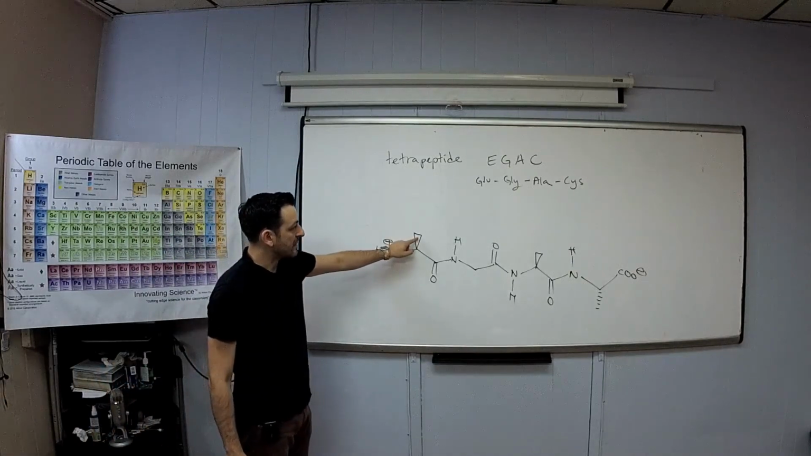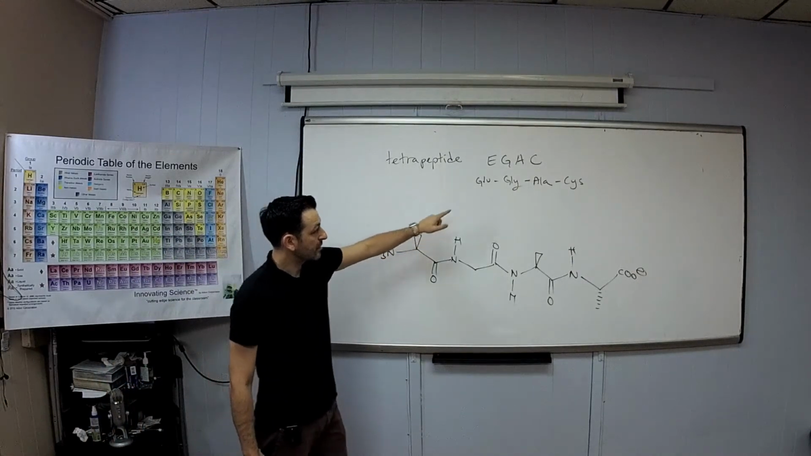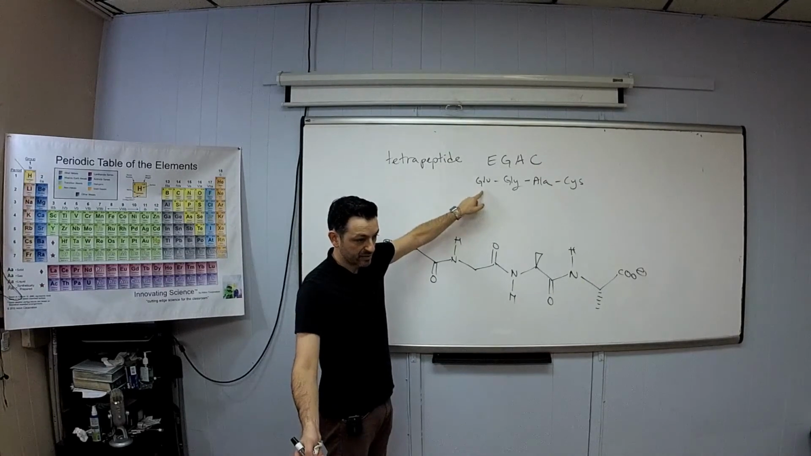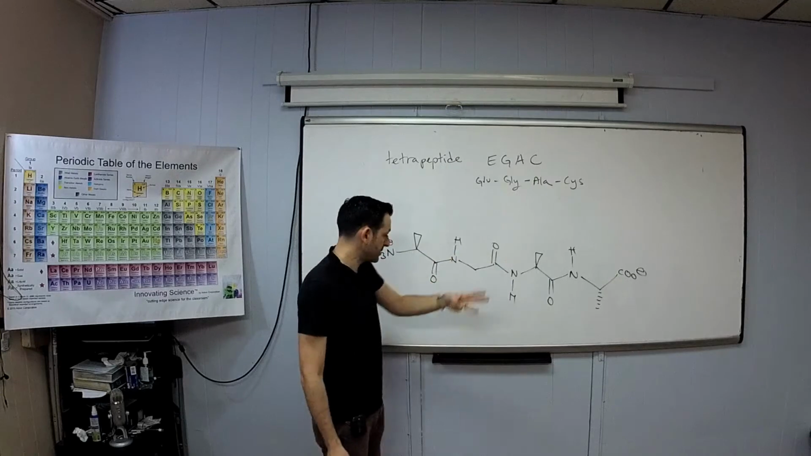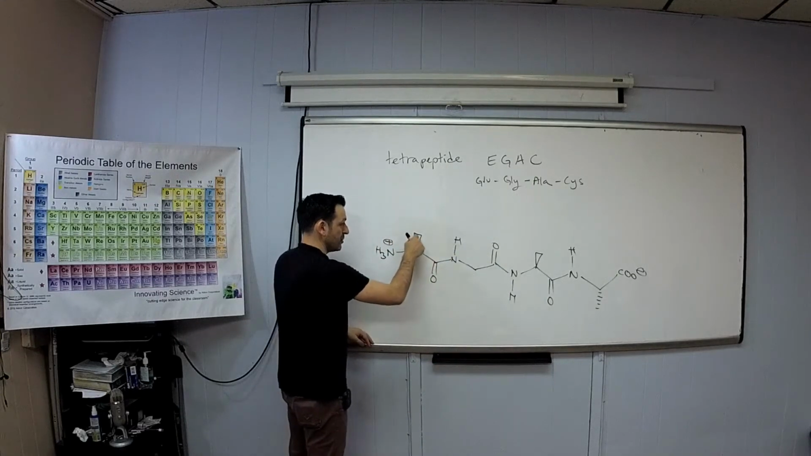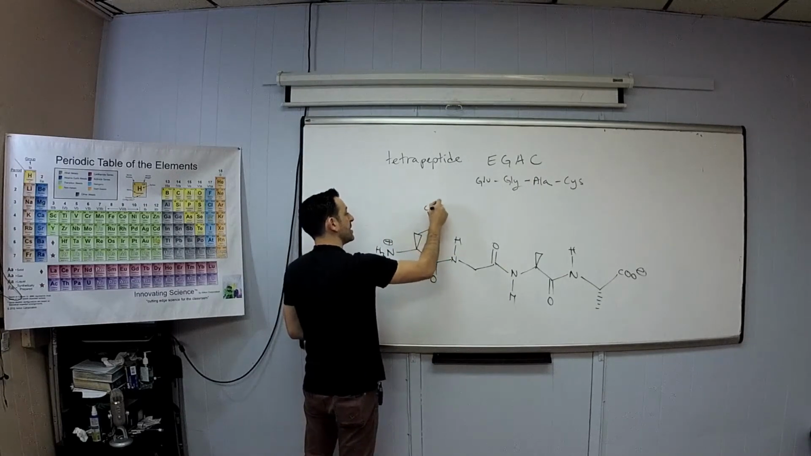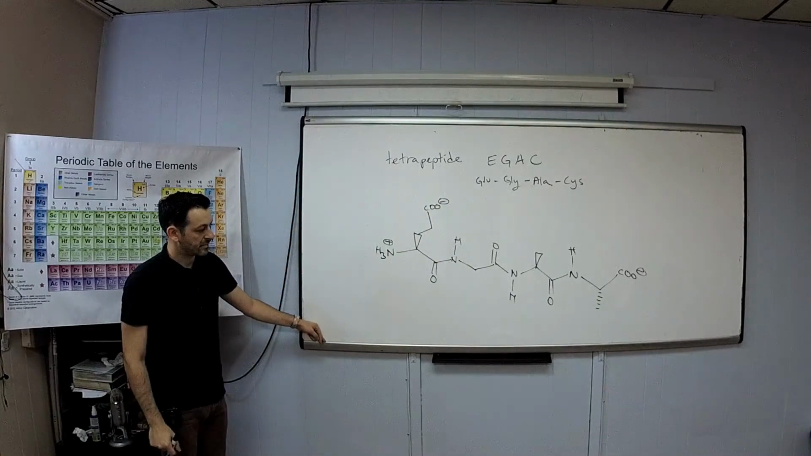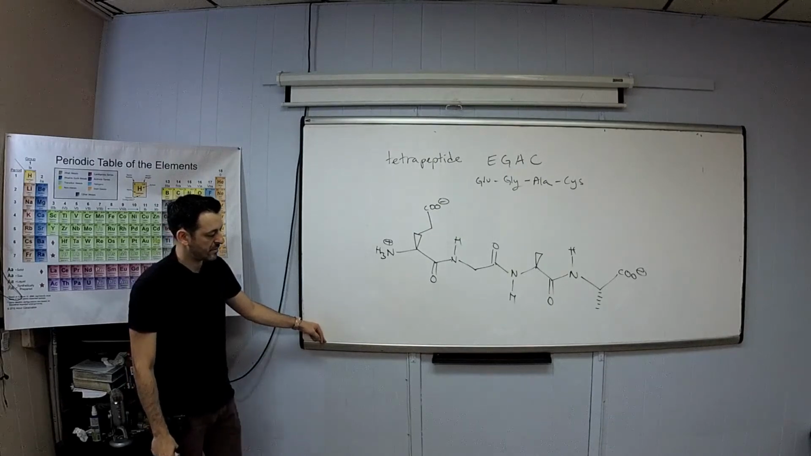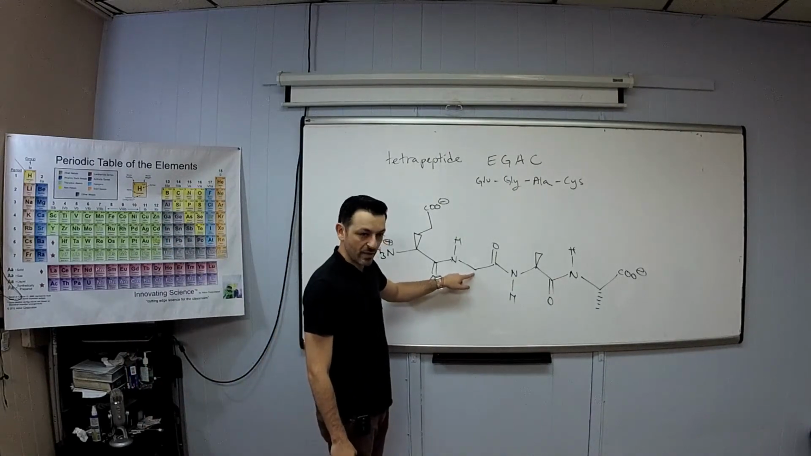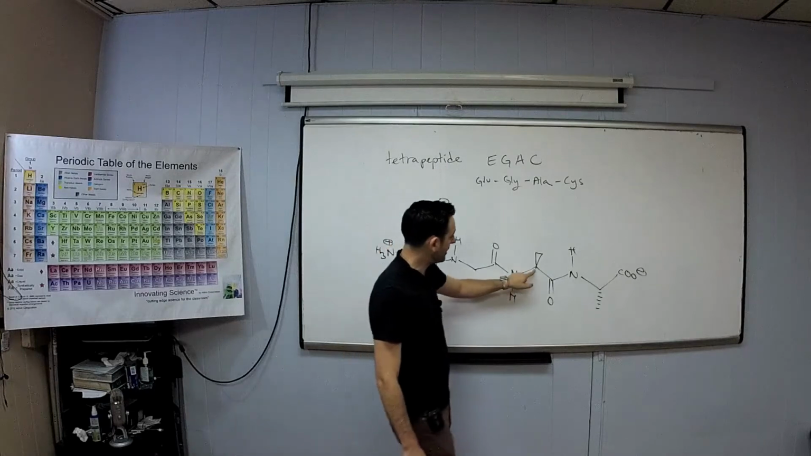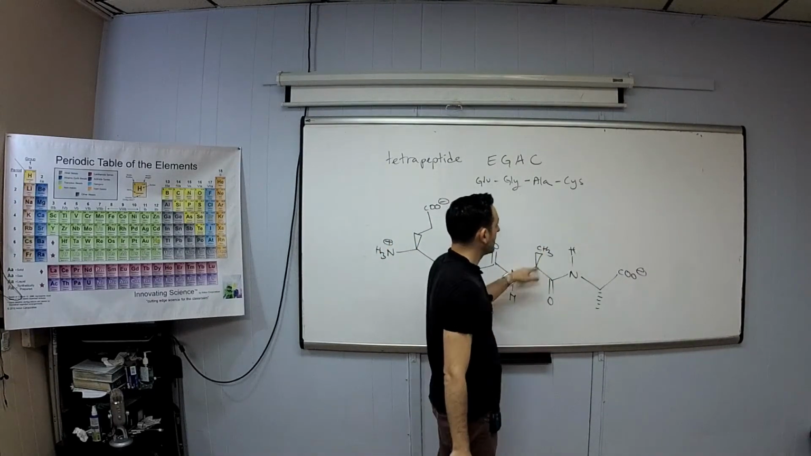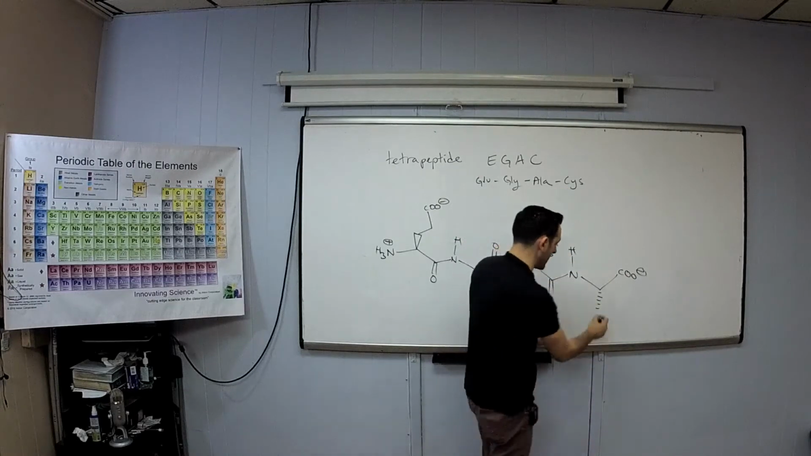Glutamic acid has what? Glutamic acid, right, is like glutaric acid. It's got 3 carbons in between carbonyls. Carbonyl, 1, 2, 1 more carbon, and then COO minus. Then this has 2 hydrogen. Then over here you've got alanine. That's just a methyl group. Then over here is cysteine. It's a carbon and then an SH.